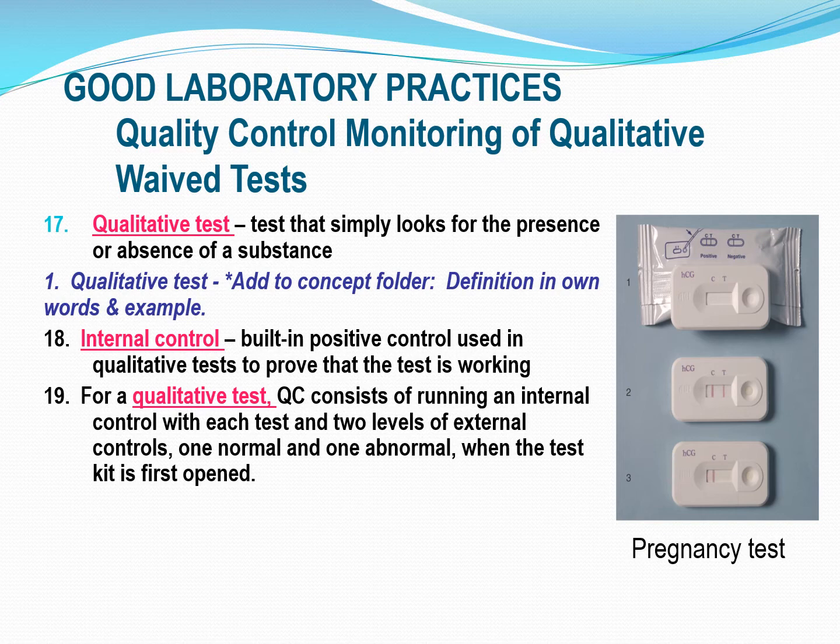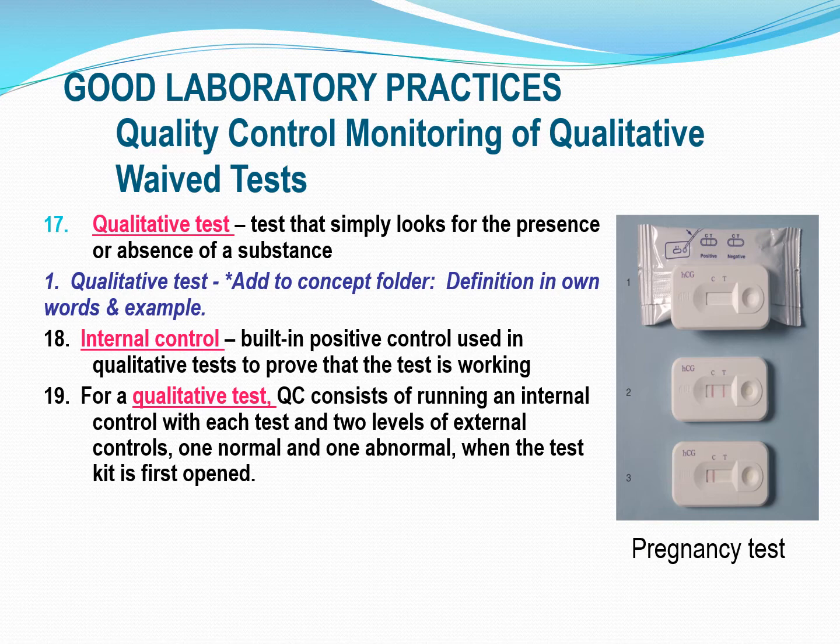So for a qualitative test, QC consists of running an internal control with each test and two levels of external control, one normal and one abnormal, when the test kit is first opened. That's what I talked about earlier. Now, this gives you a picture of that. At the very top on number one, you see they opened up this fresh cassette. It's HCG, so this is a pregnancy test. You see the test line and the C line. Test is whether you're going to get a positive or negative result, whether they are or are not pregnant, and the C is their control.